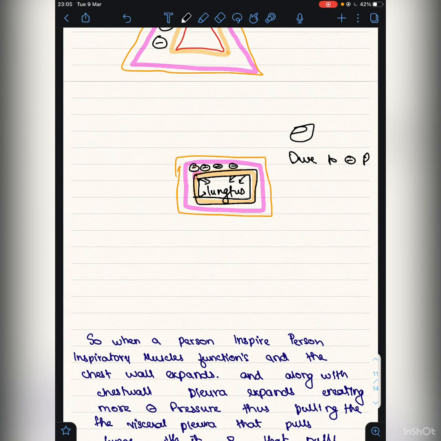And during inspiration also, when the intercostal muscles and abdominal muscles contract, the chest cavity expands. Along with that chest cavity, there is expansion of the parietal pleura, and along with that the visceral pleura expands, which pulls out the lungs, and due to that air inspiration is done.